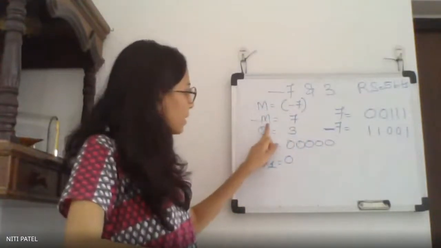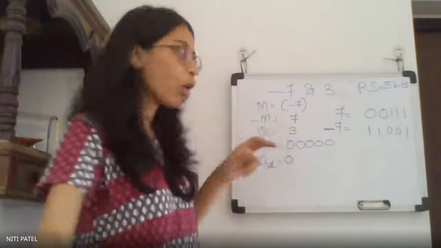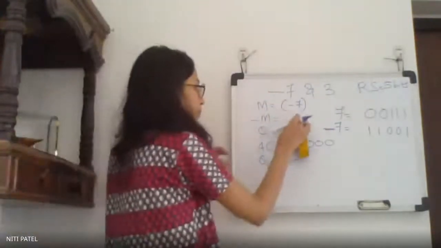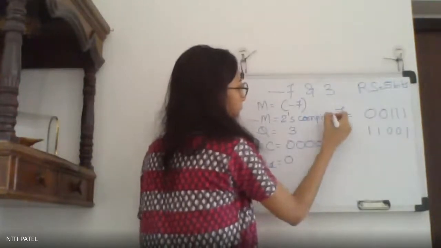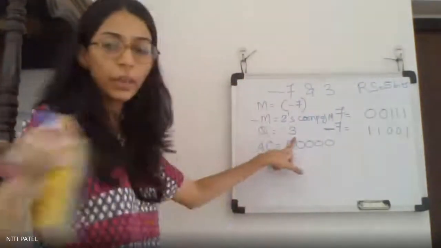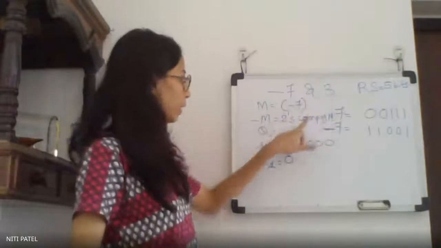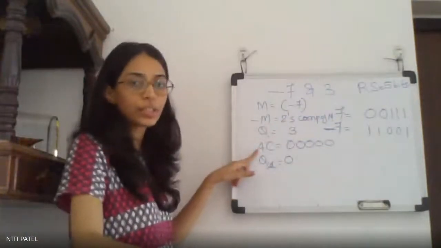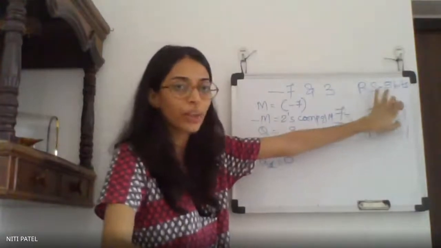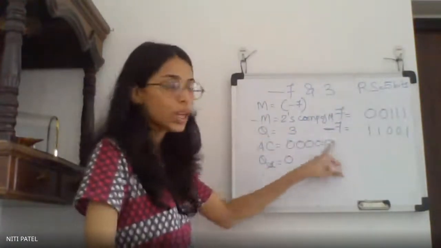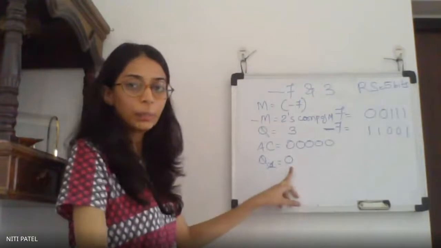Your minus M will be 2's complement of your M. Your Q is nothing but the multiplier, which is the second number, 3. AC is initially 0. So how many zeros? Depending upon the size of the register. So it is 5 bits, so we'll put 5 zeros. Q minus 1 will be initially 0.